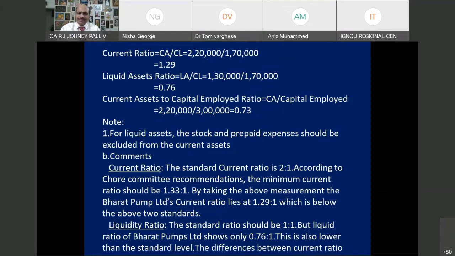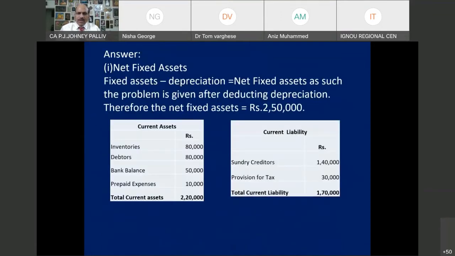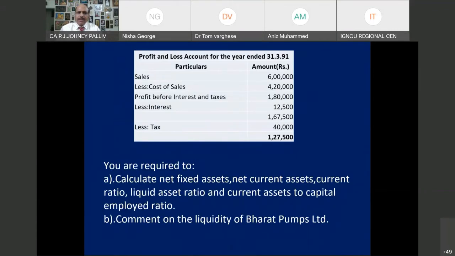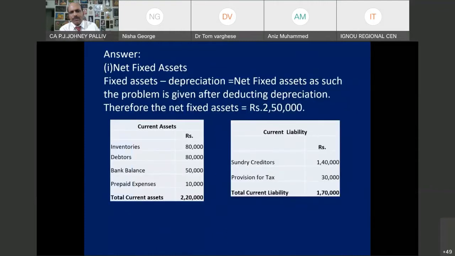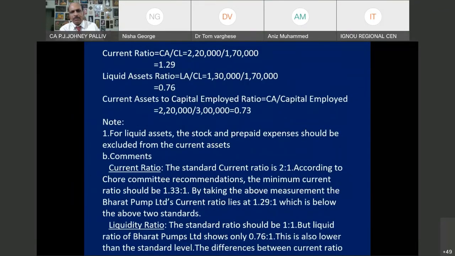Now we are going to analyze what the question asked under item B, which is to comment on the liquidity of Bharat Pump Limited. The balance sheet we have seen. Now we are going to see the liquidity position of Bharat Pump Limited. For liquid assets, the stock and prepaid expenses should be excluded from the current assets, because we are considering the short-term assets which can easily be converted into cash. Now we are going to comment on the ratios.